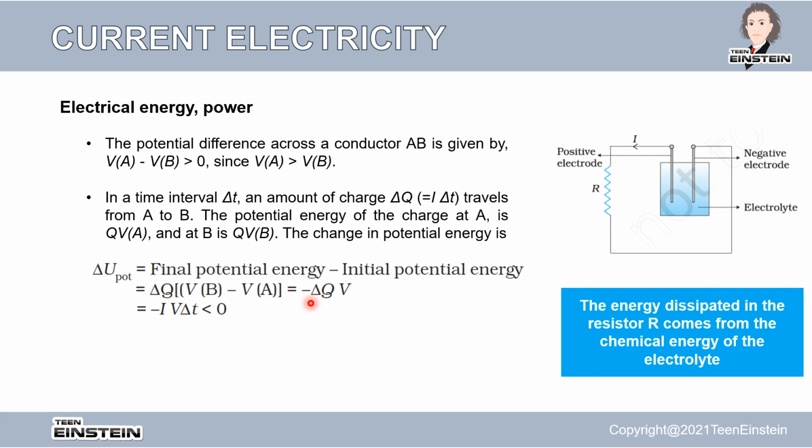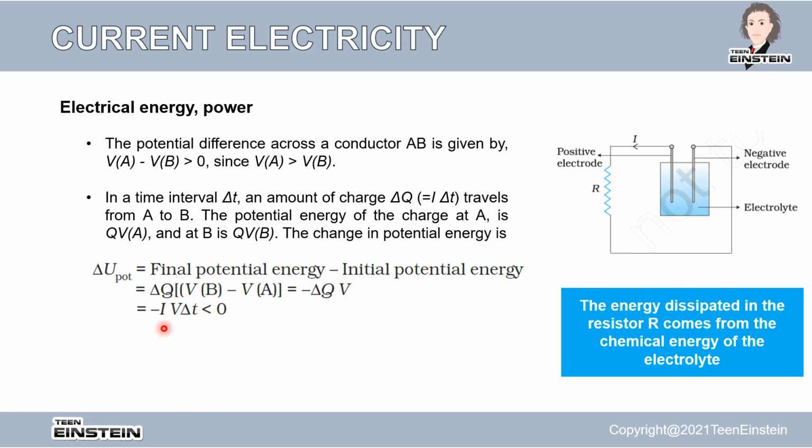Now what is delta Q? In a steady current I, delta Q is nothing but I delta t. So we substitute for delta Q here. The change in potential energy when a charge goes from point A to B is minus I V delta t, and it is less than 0 because of this negative sign.